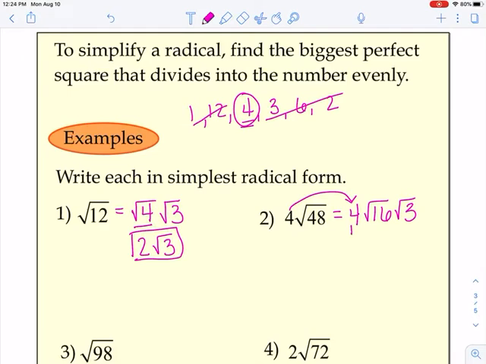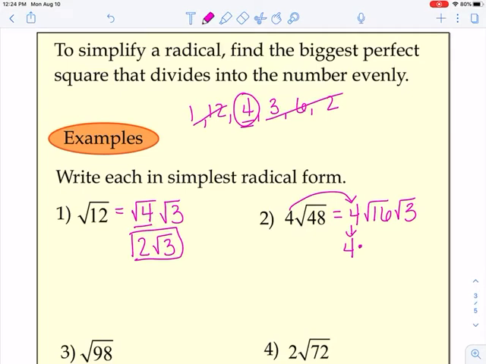Again, this first 4 is just going to come down. It is not underneath the radical house. Please do not try to take the square root of 4. It's just the number 4. However, the square root of 16, I know what that is. It's 4. And again, there's no symbol between the 4 and the radical 16.